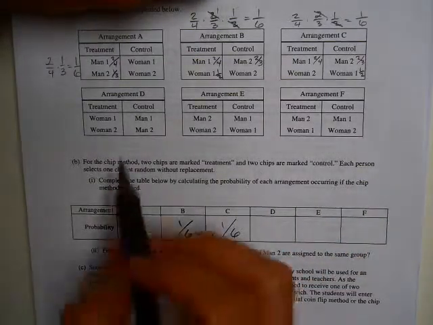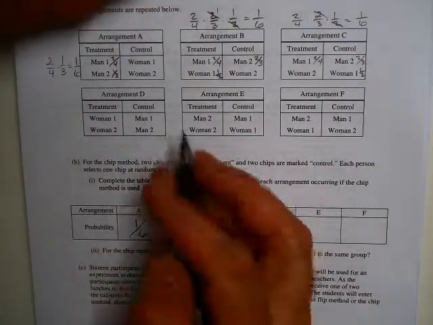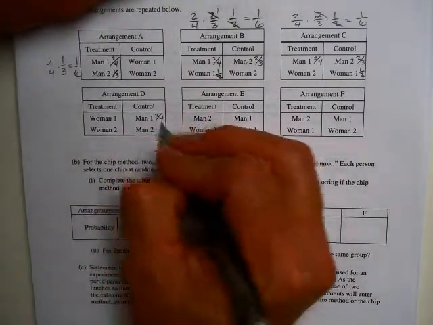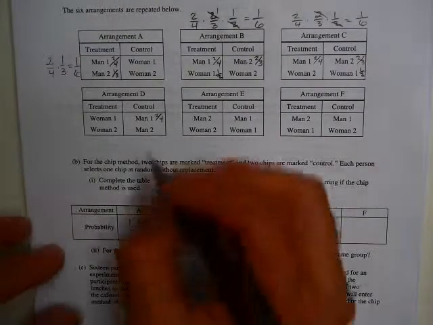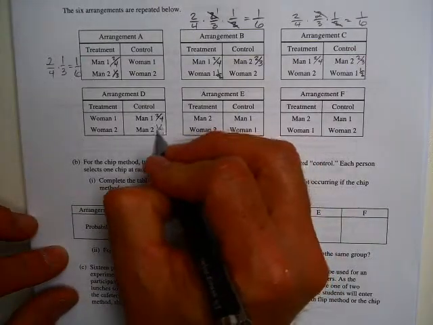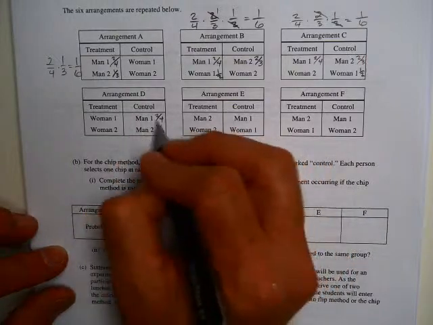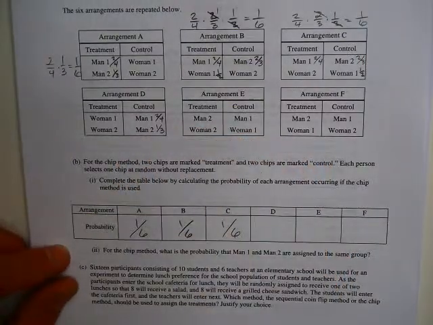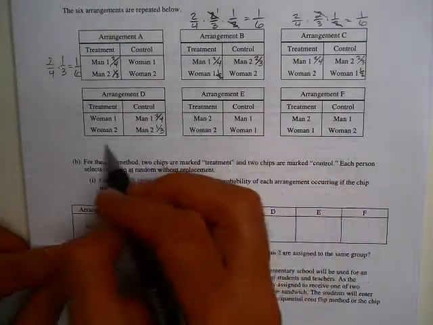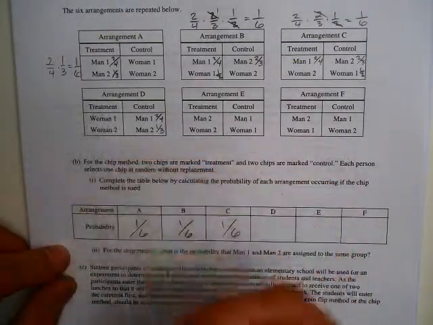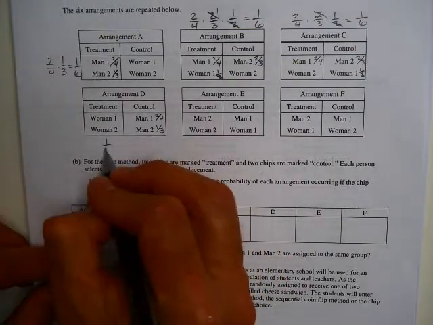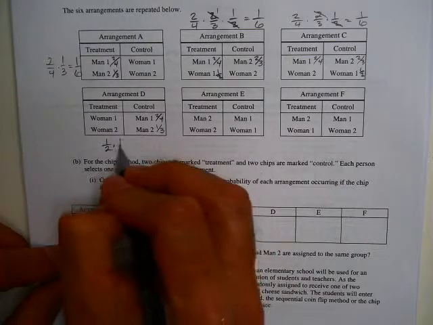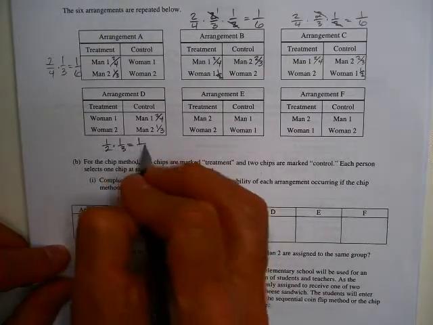Now, arrangement D. Man 1 selects first. He's got a 2 out of 4 probability of getting into the control group, which he does. Now, one of the control chips is gone. Man 2 selects, and what he has is 1 out of 3 chips that are control that are left for him to select. So he selects a control chip. At that point, the treatment group is wide open and the last 2 chips go to the 2 women, and so we have 1/2 or 2/4 times 1/3, which is, guess what, 1/6.